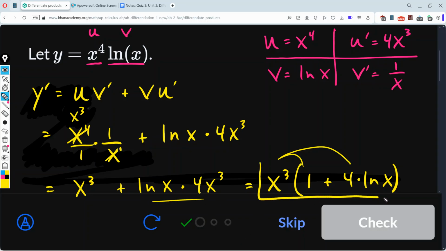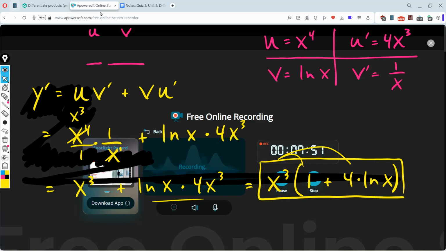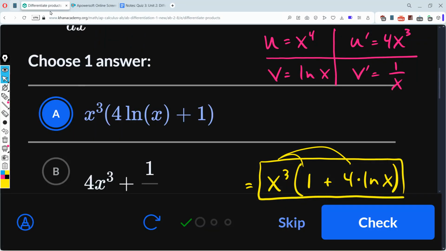So hopefully the answer is in this form. All right, it is clearly answer A. They just wrote it backwards from what I did. Same thing.